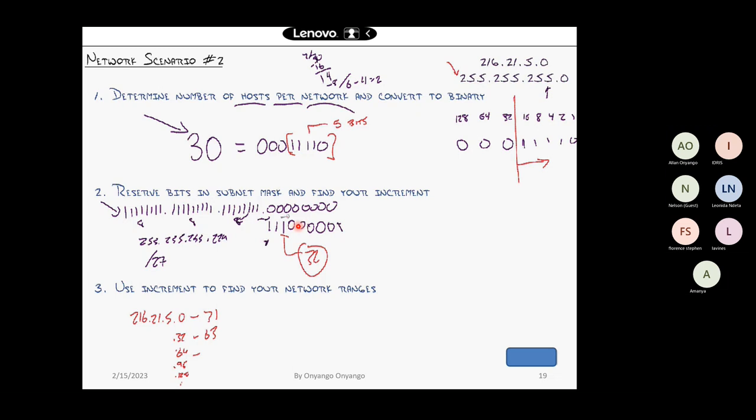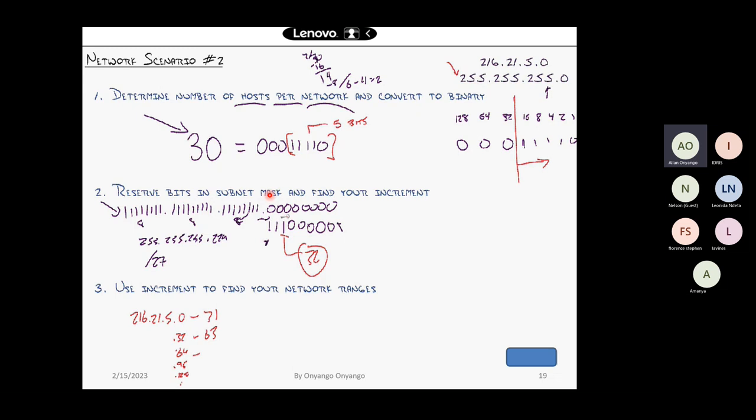Everything else must be changed to ones now. You get that? Change everything. All the zeros remaining after the ones that are reserved, all the others, make them ones. We will find almost the same result, but it is by coincidence. It's not by design. Okay?